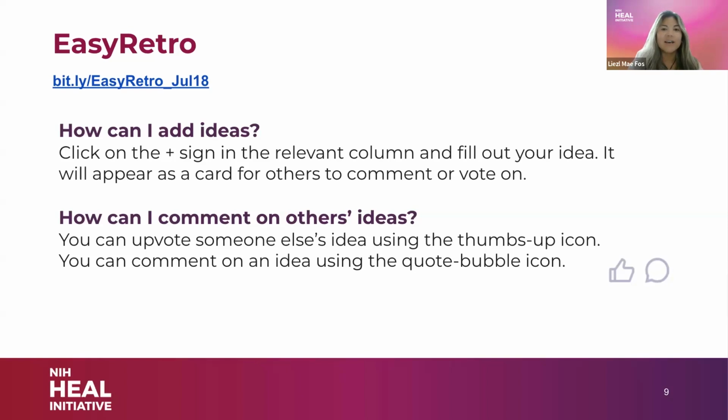So how can you do that? You can add ideas by clicking on the plus sign in the relevant column, depending on which breakout room you decide to go into. And I'll go over that in the next slide. But whenever you add a new idea, it will appear as a card for other users to upvote or comment on. And you can also look through the already pre-populated ideas and upvote them using the thumbs up button. And you can also comment on an idea using the quote bubble icon.